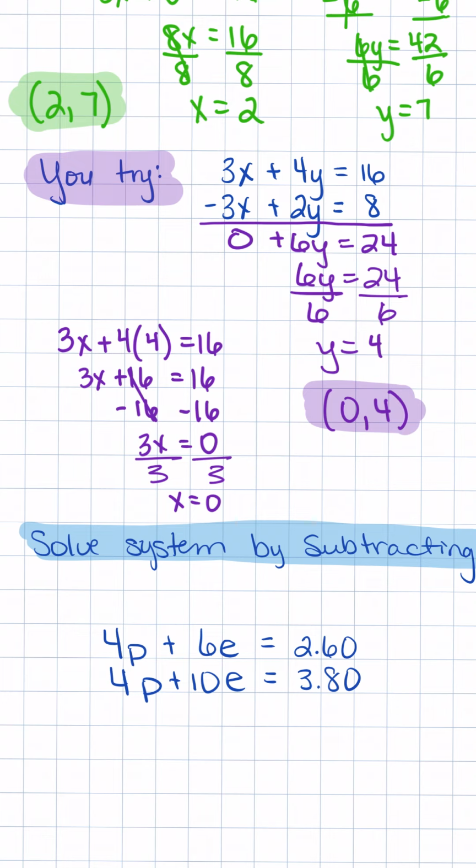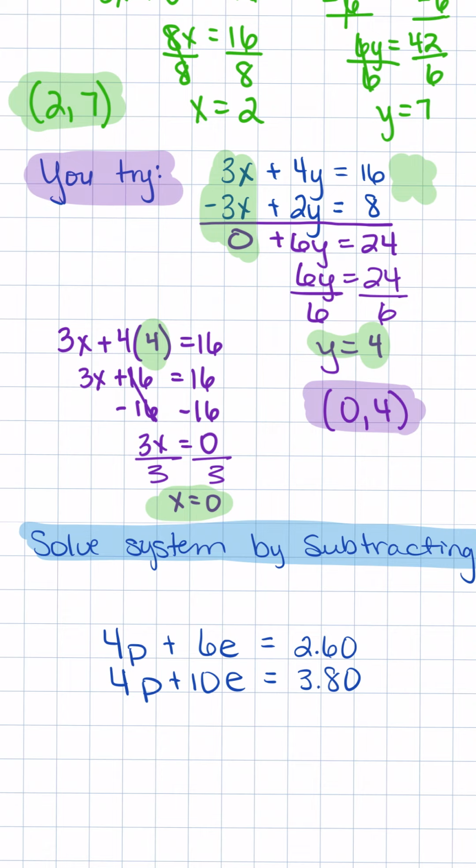Okay, so you should have got x equals 0, y equals 4. I started out by eliminating the 3x. Those are additive inverses, and therefore I was able to solve for y. y equaled 4. And then I took the 4 and I substituted it into this top equation for y and solved for x, and I got x equals 0.